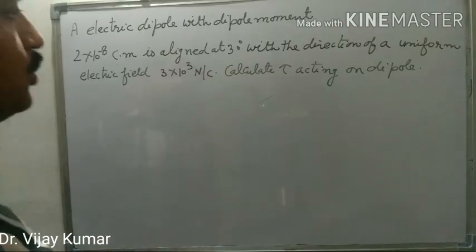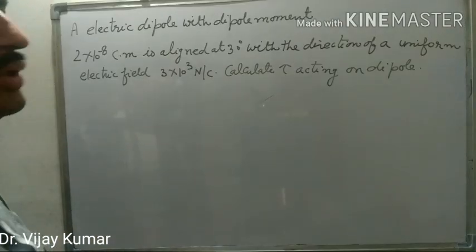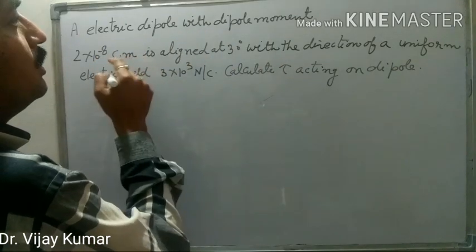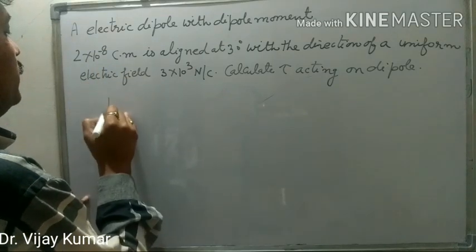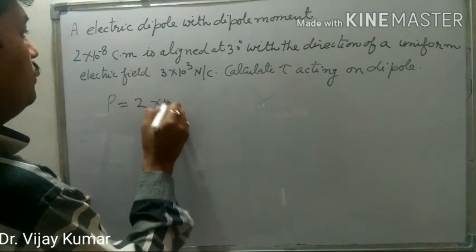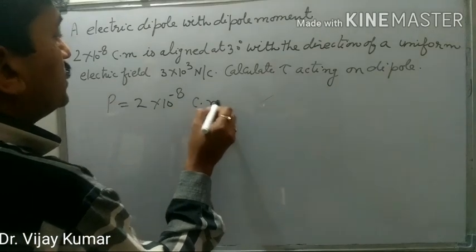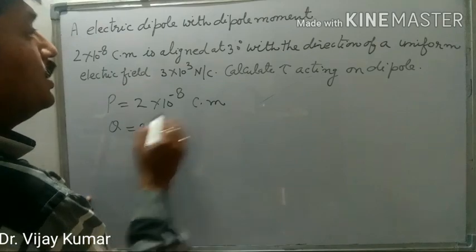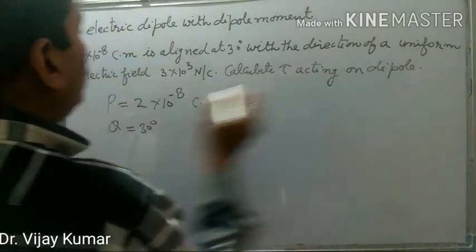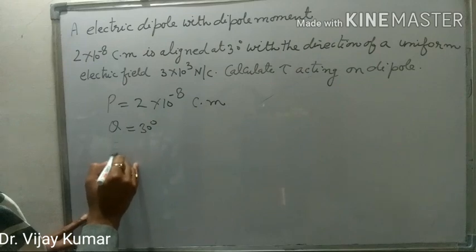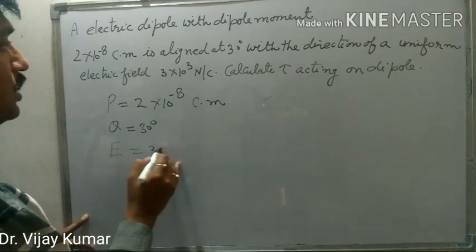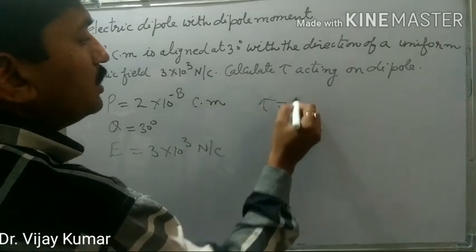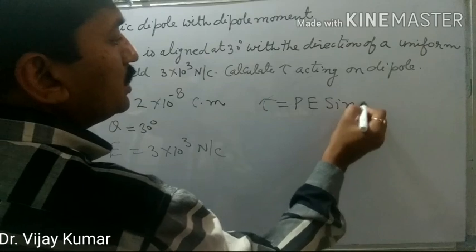Next problem depends upon torque acted on a dipole. An electric dipole with dipole moment P equal to 2 into 10 to the power minus 8 coulomb meter is aligned at 30 degree, theta is 30 degree, with the direction of a uniform electric field. Electric field is 3 into 10 to the power 3 Newton per coulomb, and we know that torque is PE sin theta.